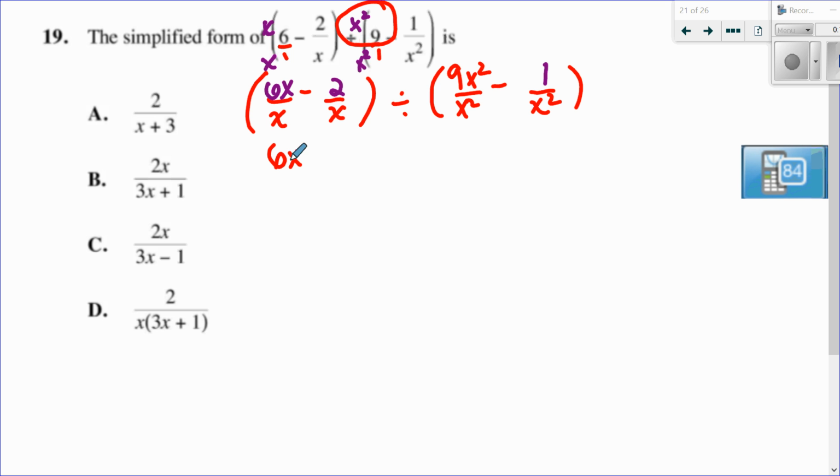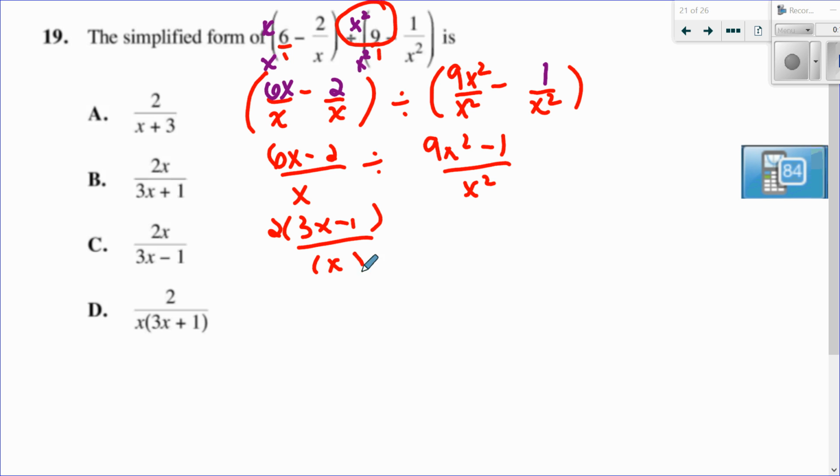So the factoring is still going to be the same. Let's go back over here, 9x squared minus 1 over x squared. Okay, so here I have a GCF of 2, and I take that out. I've already done that over x. And I'm going to multiply by the reciprocal because you already saw that step. So multiply by the reciprocal, flip this around, and x squared is x times x.